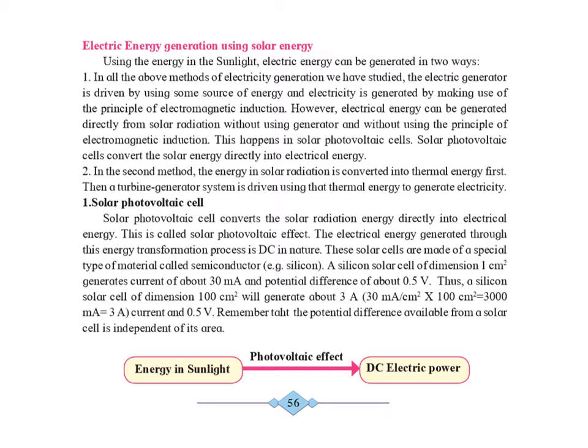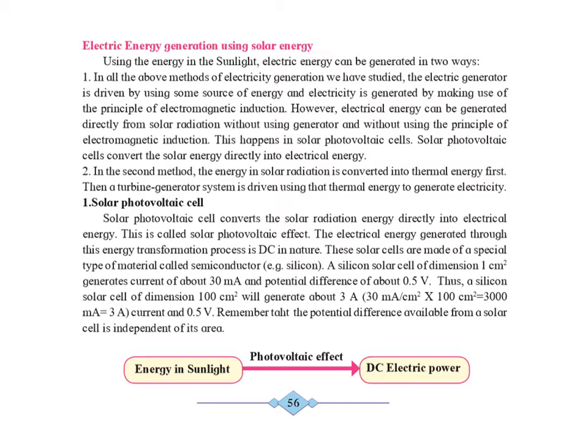A silicon solar cell of dimension 1 centimeter square generates a current of about 30 milliampere and a potential difference of 0.5 volt. This is a relationship that you have to remember, because not only do you get questions and answers, you also have sums to solve on it. So what is it that we need to remember? That a solar cell of dimension 1 centimeter square will give a current of 30 milliampere and a potential difference of 0.5 volt.